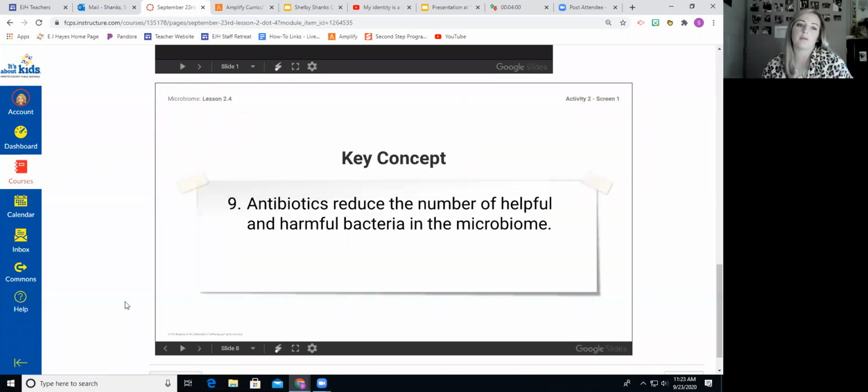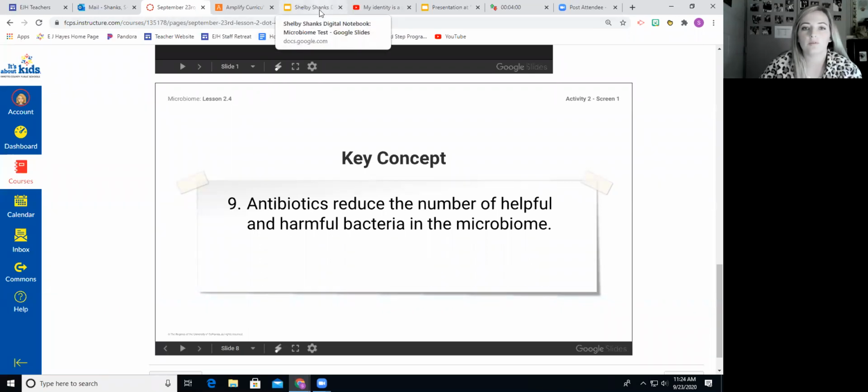So before we do that, we learned a little bit about antibiotics on Monday. And we've got a key concept here for you to write down in your interactive notebook. And so antibiotics reduce the number of helpful and harmful bacteria in the gut microbiome. All right, so we noticed from week 5, with all of that white space in that chart, that he has a lot of empty space because of that antibiotic. And so antibiotics reduce the number of helpful and harmful bacteria in the microbiome.